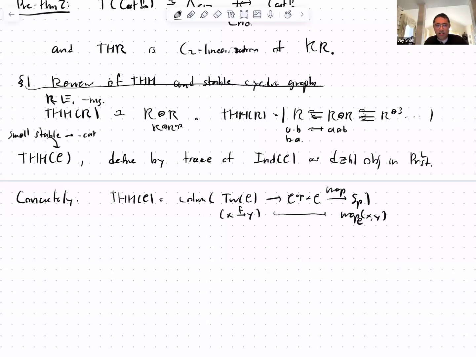Now, this is all very nice, and it's enough, for instance, to get you an S1 action on THH, like you would get from viewing it as a cyclic object. But it's not enough to get you the cyclotomic structure. So to get cyclotomic structure, I want to bring in the stable cyclic graphs.